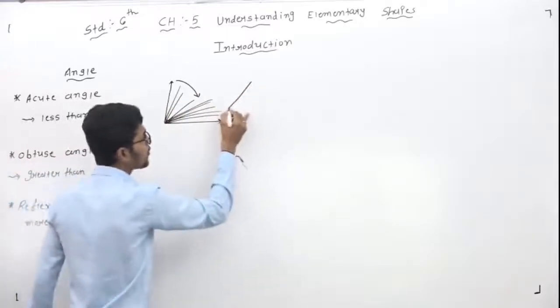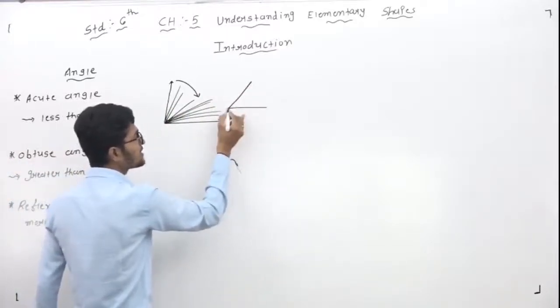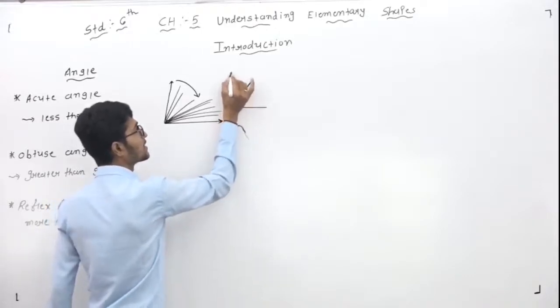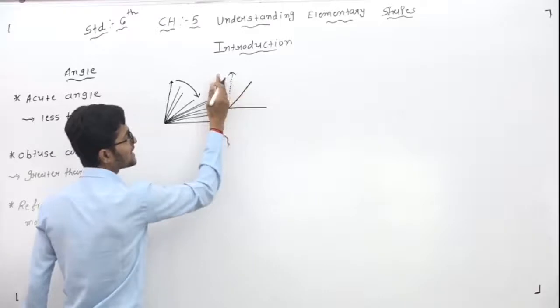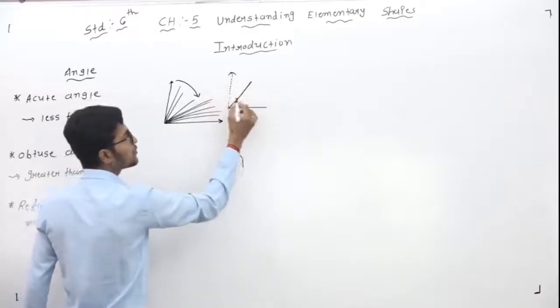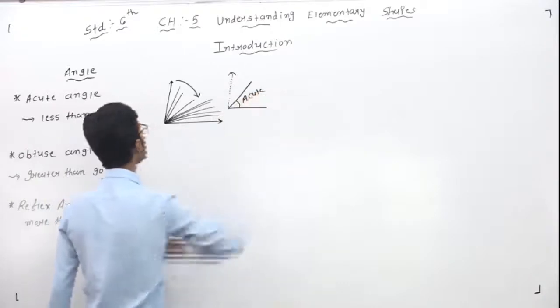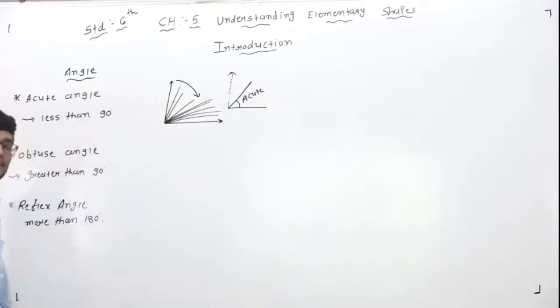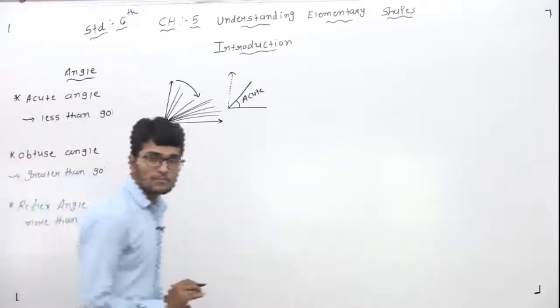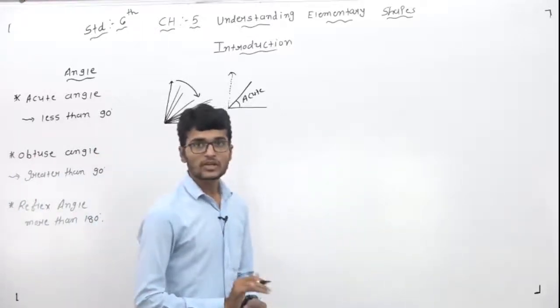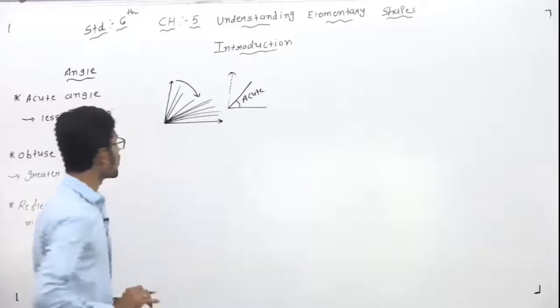Suppose we draw in this shape. So here is the end point, it means this one is the vertex. From the vertex we draw a straight line. This one is 90, but this is less than 90. It means this angle is an acute angle. Understand? How to decide an acute angle? Okay. Now the next one is the obtuse angle.